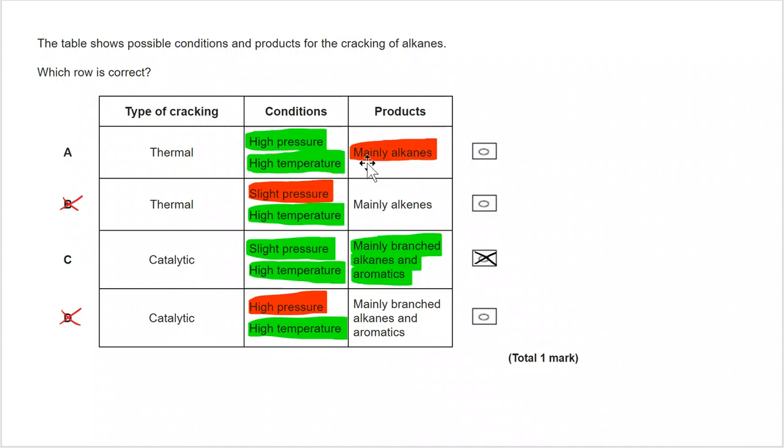Well, for A, it's simply not correct to say that thermal cracking produces mainly alkanes. Catalytic, however, does produce mainly branched alkanes and aromatics, so the correct answer is C.